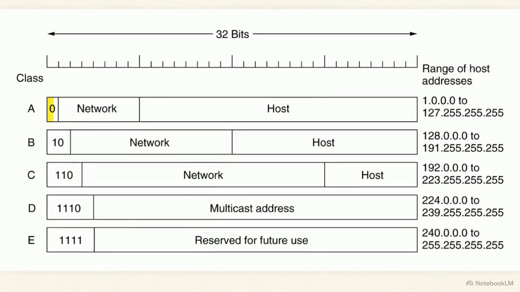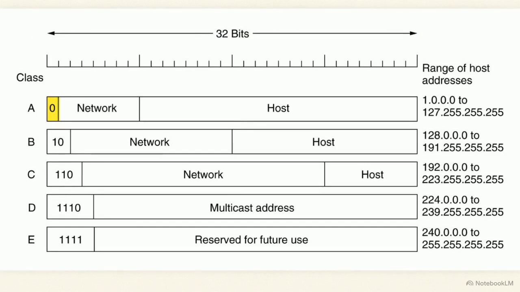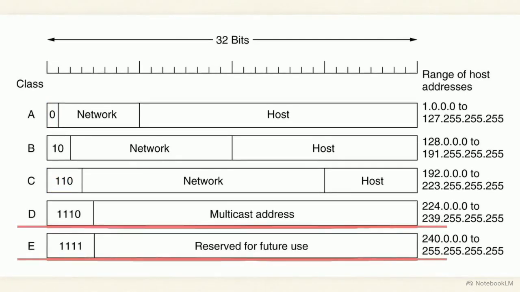Binary prefixes dictate the class. Class A allows massive networks, while Class C restricts to 256 hosts. The bottom rows show Class D for multicasting and E for experiments.